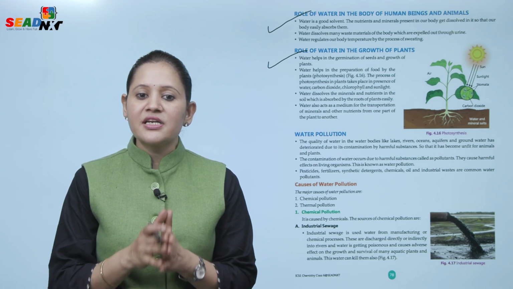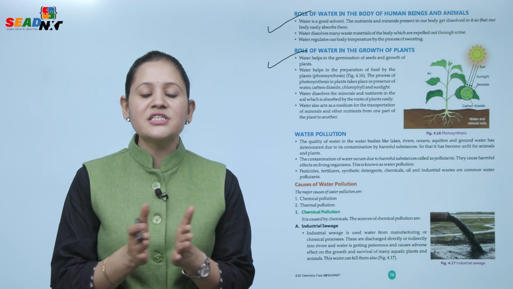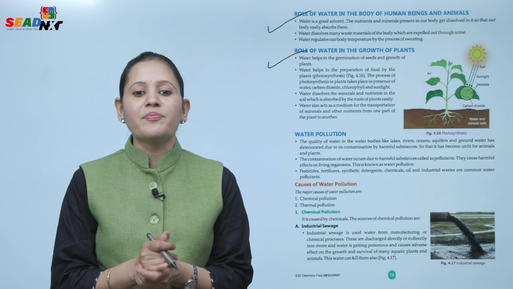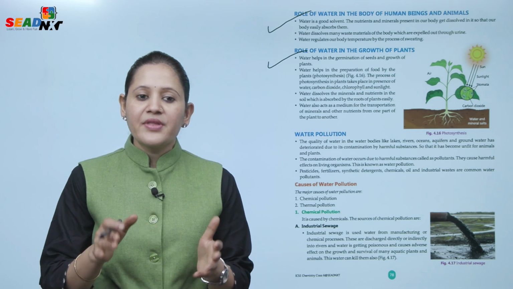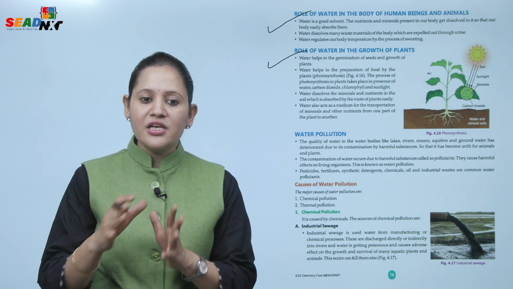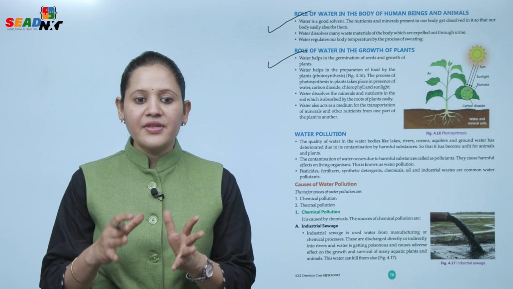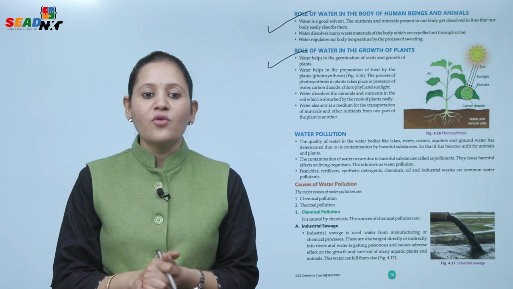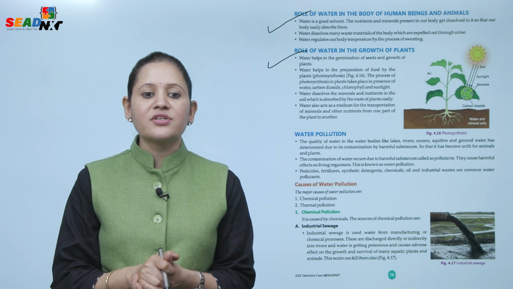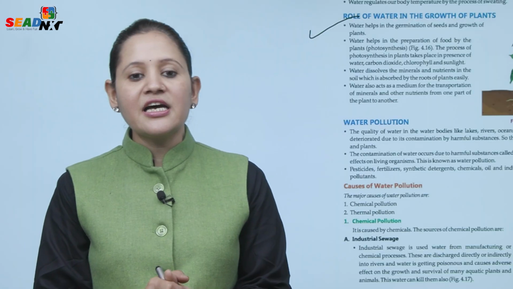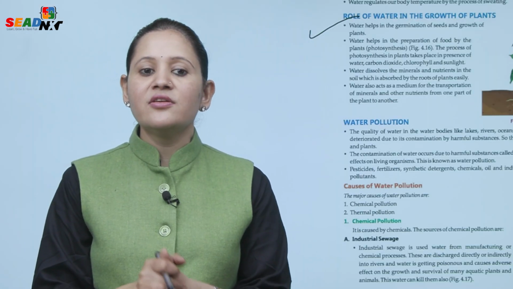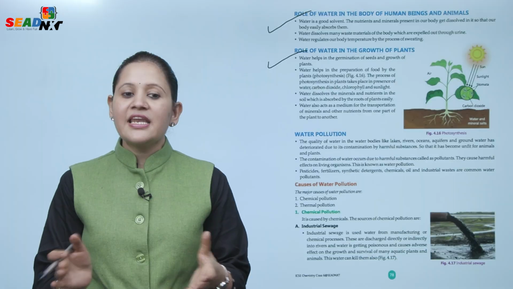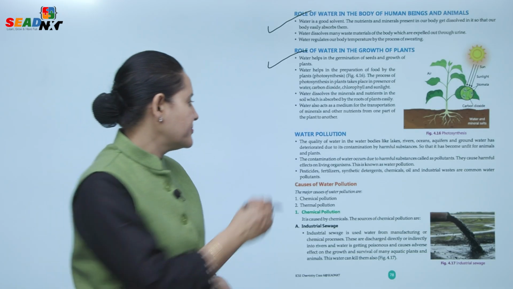Water dissolves minerals and nutrients in the soil, which are absorbed by the roots of plants easily. So the minerals are dissolved in the water in soil and they are absorbed by the plant through the root. Water also acts as a medium for the transportation of minerals and other nutrients from one part of the plant to another part. Next is water pollution.